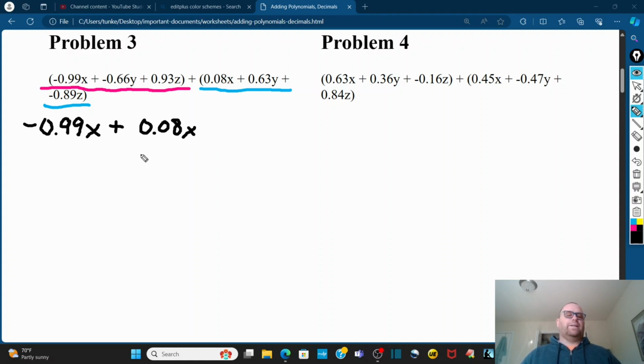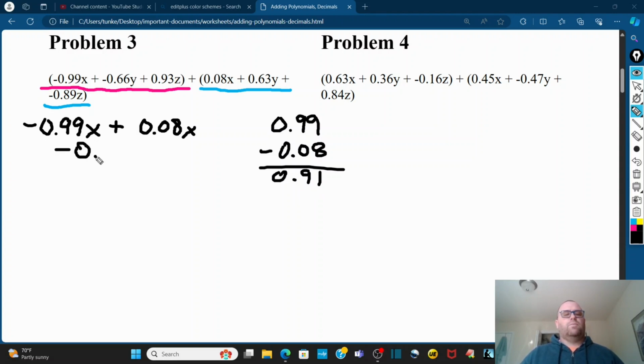So what do we need to do here? We need to take the 0.99, subtract the 0.08, and then make that sum negative because the number that is further away from 0 on the number line is negative. Okay, so I'm going to do 0.99 minus 0.08, and I'm going to get 0.91. That's going to be a negative 0.91x. Okay, so we've taken care of our x's.